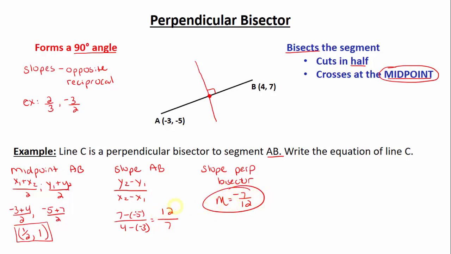So I'm using this slope and this point, and I'm just going to write the equation of the line in point-slope form. If you need to review the video for writing equations of lines, go ahead and do that. But this is going to be y minus the y value of the point, which is 1, equals the slope we found, times x minus the x value of the point, which was 1/2. This is the equation of my perpendicular bisector of line AB. So that's the equation of this line right here. We just wrote the equation of that line.